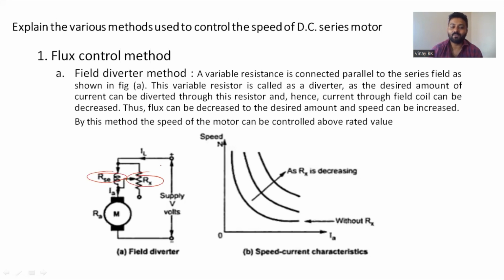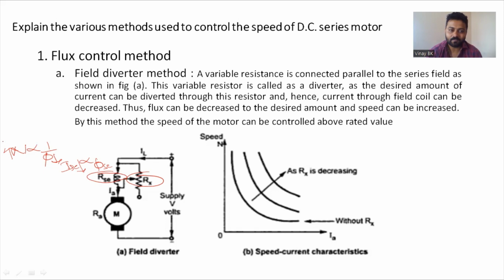A few amount of current flows through Rx, so the current flowing to the RSC is going to decrease. That is, ISC is going to decrease. Whereas you know that ISC is directly proportional to flux, so the flux produced in a series field winding is going to decrease, and we know that speed is inversely proportional to flux, so by decreasing the value of flux, we can control the speed of DC series motor beyond the rated value, or else above the rated speed of DC series motor.